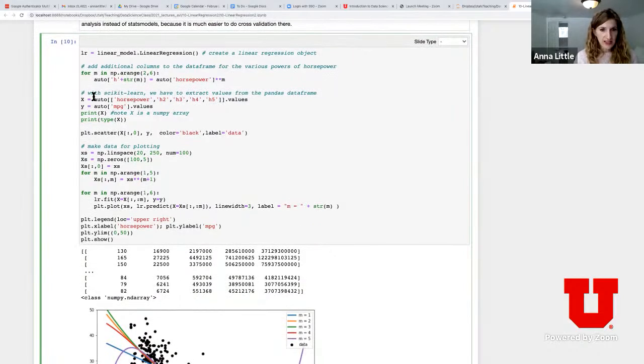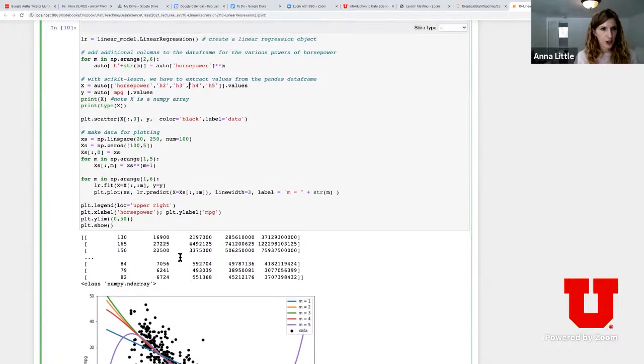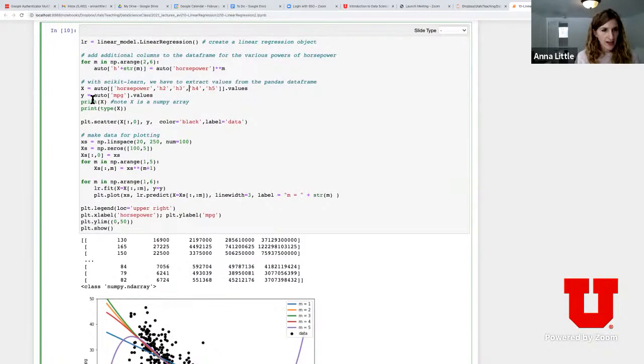And so you can see what it looks like if we let X be the relevant columns which correspond to the various powers of horsepower. Then it should look like this when you print it. If you take a look at what kind of data type it is, it's a NumPy array. So that should be the format that you feed into the linear regression function. Okay, and then same for Y.